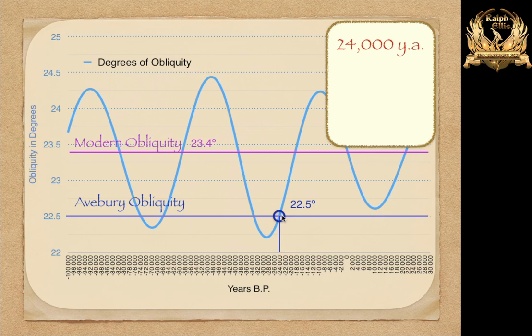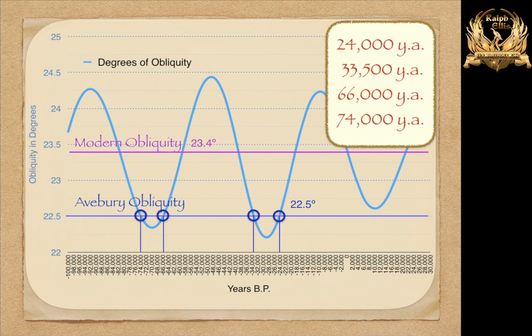But if we want to be brave, that's not the only date it was indicating, because this sine wave continues on back into the past. And so we can get other dates. We can go back to this point here, which is 33,500 years ago. Or this one, all the way back to 66,000 years ago. Or perhaps, if you really want to go out on a limb, this one at 74,000 years ago.